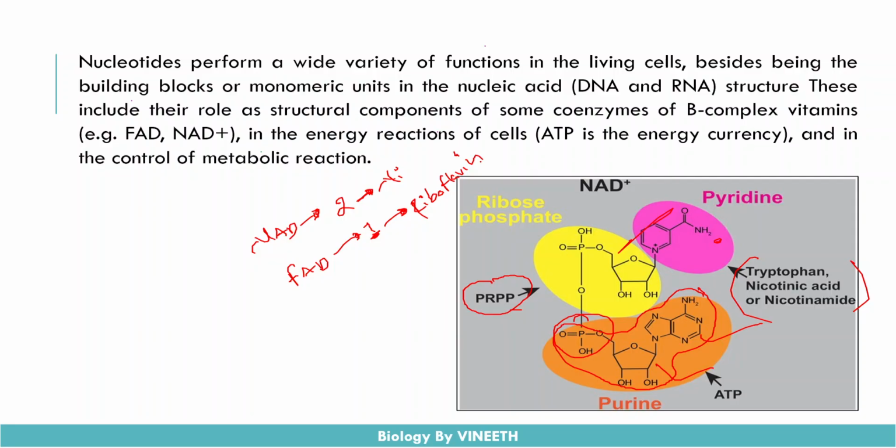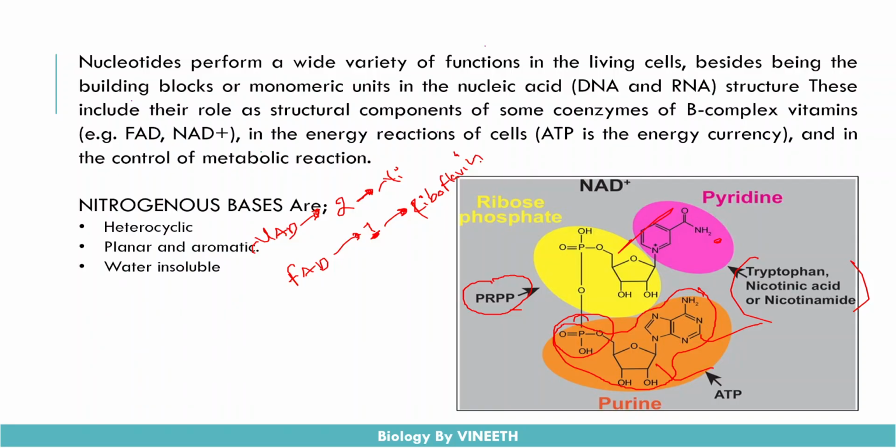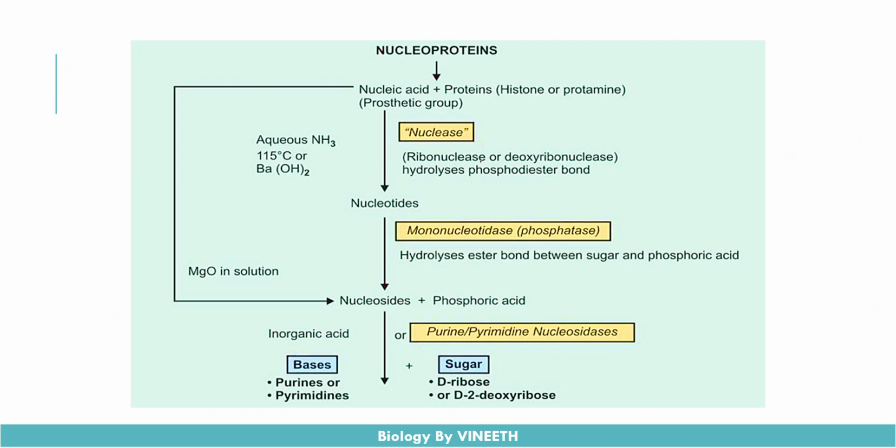If we talk about the properties of these nitrogenous bases, they are majorly heterocyclic, planar and aromatic, and they are water insoluble. Heterocyclic means containing different types of rings, and they are planar and aromatic because they contain a benzene ring. They also have 4n+2 pi electrons in them, and they are water insoluble. So this is the basic introduction to the nitrogenous bases. Now, how do we extract these nitrogenous bases?